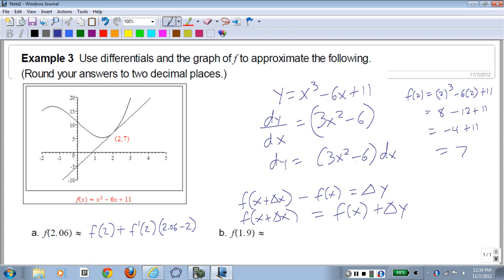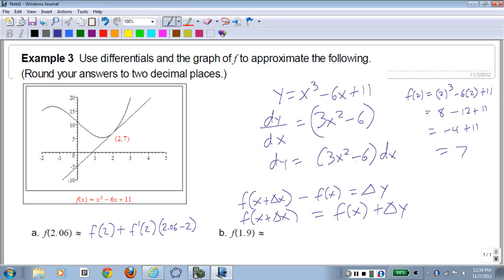If we take this equation, y equals x cubed minus 6x plus 11, and take the derivative and write it in differential notation, dy/dx equals 3x squared minus 6, easy enough to find the derivative. And we're treating dx like an independent variable, so we multiply both sides by dx and write dy equals (3x squared minus 6) times dx.